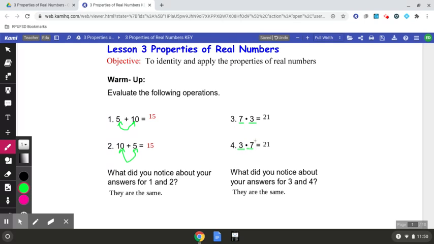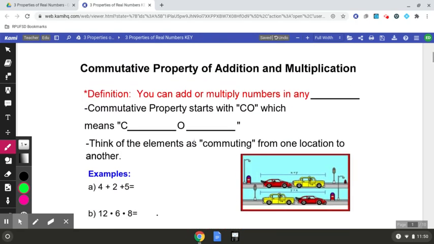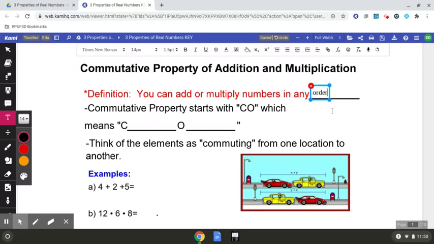So this leads us into our first property, where if you look, we use multiplication and addition, and my answers did not change. Only the position of my numbers changed. With that said, it leads us into the commutative property of addition and multiplication, which by definition is that you can add or multiply numbers in any order. So it does not matter the order of the numbers. Rather, you can do them any way you want. Your answer will still be the same.